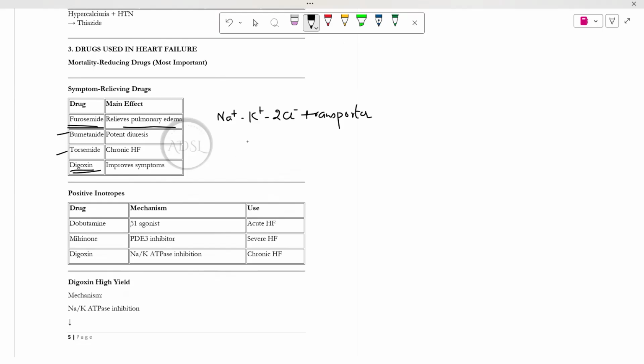Then digoxin, what does it do? It's an inotrope. See, as we said over here, digoxin is an inotrope. So it increases the contractility. How? As I said, it blocks the sodium potassium ATPase. What is the job of the sodium potassium ATPase? To send sodium outside. And when sodium goes outside, calcium starts coming inside. When more and more calcium is there inside the cell, the contractility will be more.